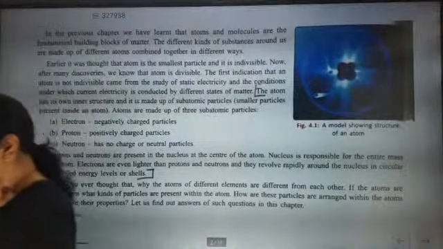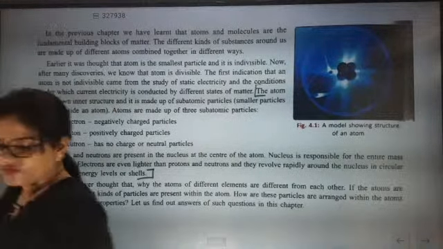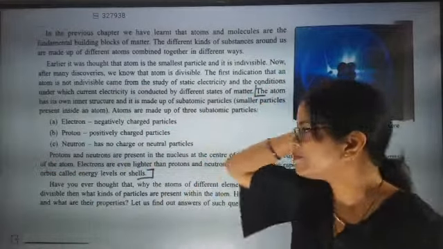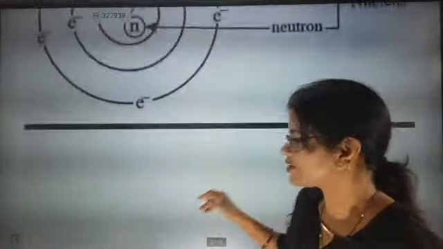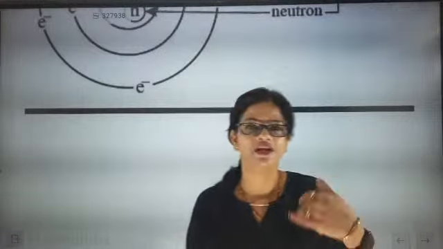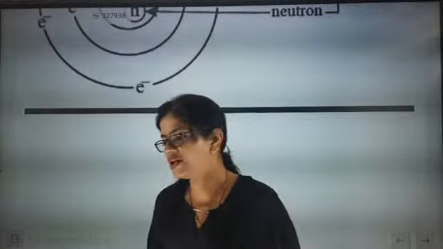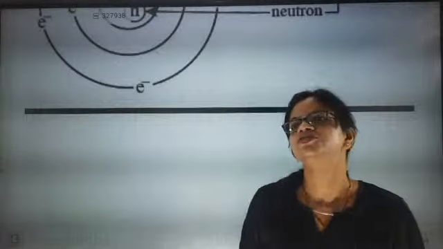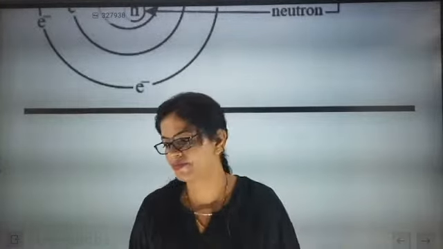So last class in structure of atom, we were talking about the cathode ray experiment. We were talking about the cathode ray experiment, and in that we discussed how cathode rays contain material particles, that these material particles are negatively charged, and they are called electrons. Okay, so now we are going to study the next part of it.